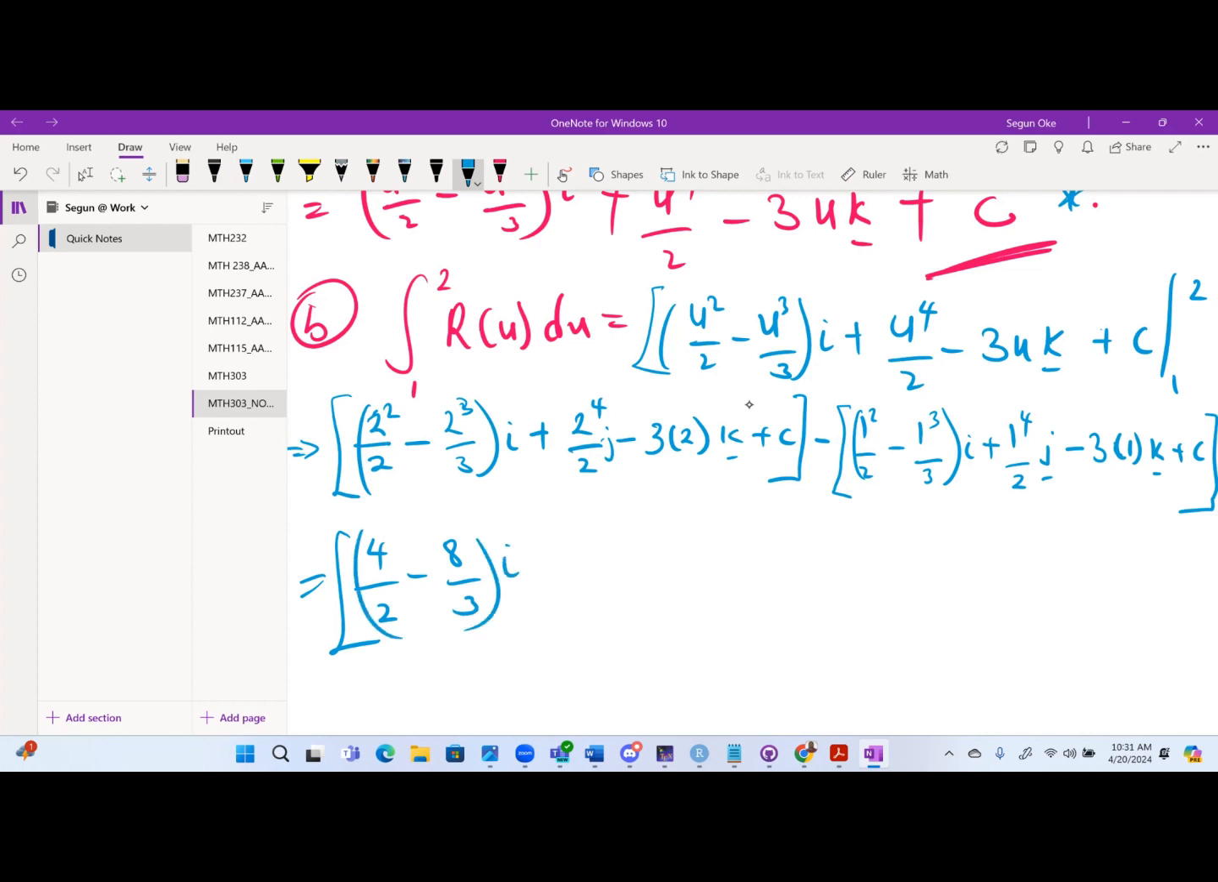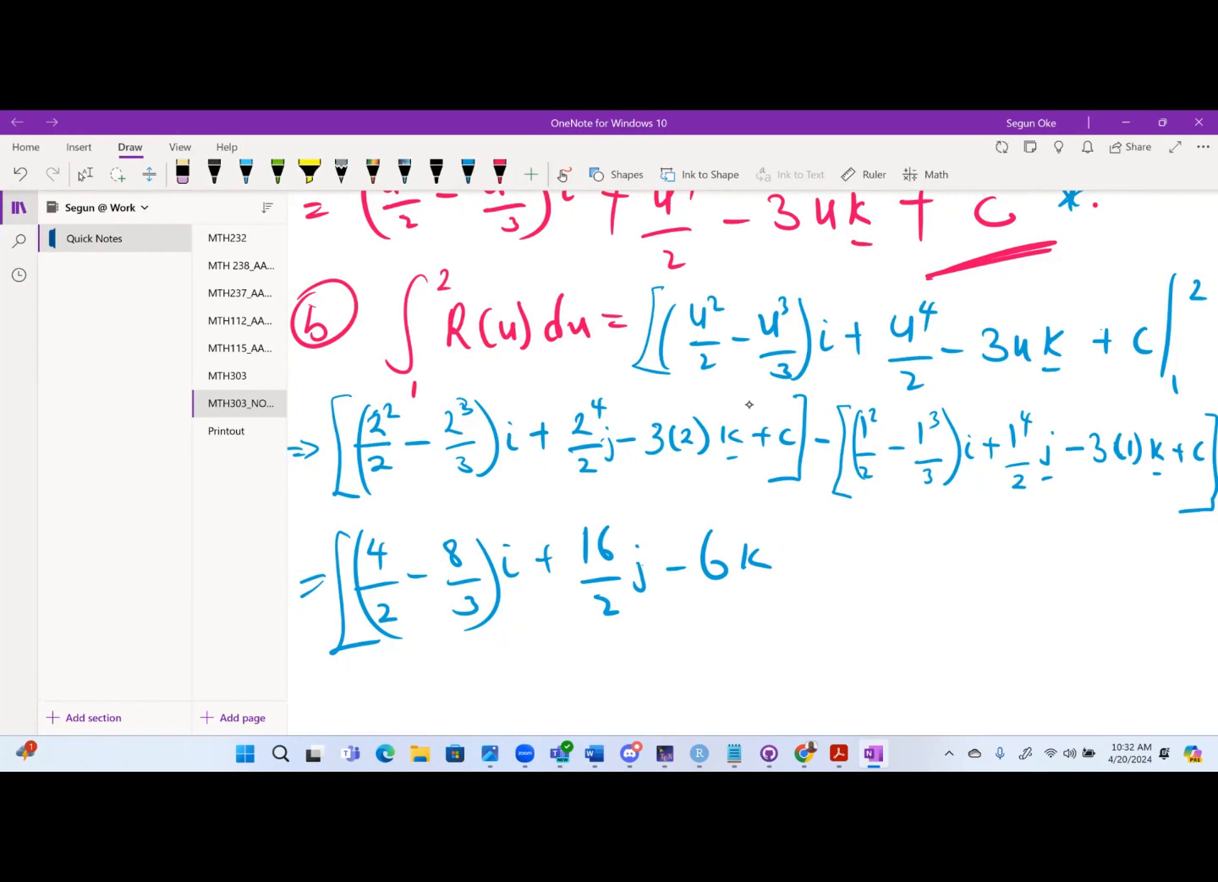Do this one will be your I plus 2 raised to power 4 is what? 16. 16 over 2 J minus 6 K. Our C will have cancelled out because negative will cancel the C out. So you don't need to bother yourself with the C. Or if you still put the C there, it's still the same thing.